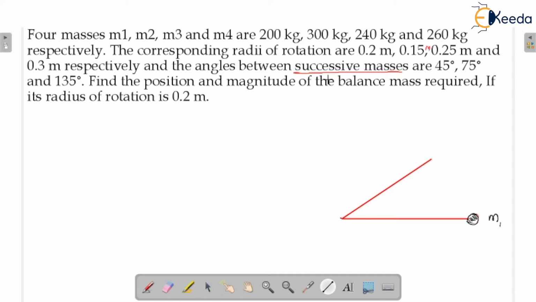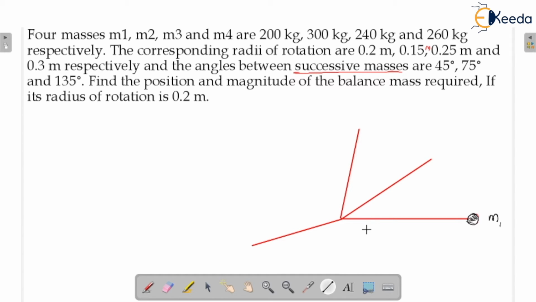Successive means the angle between the successive masses, so it is 45 degree. And if I'm talking about M3, it would be there. And M4 at 135 would be here.